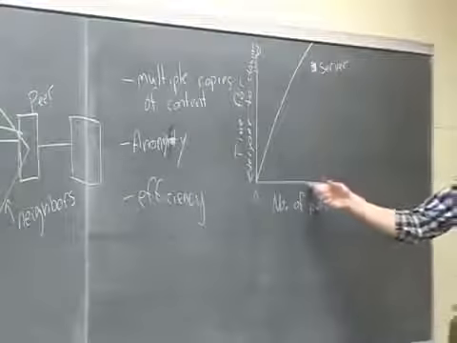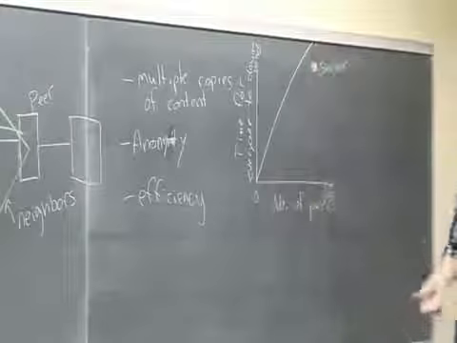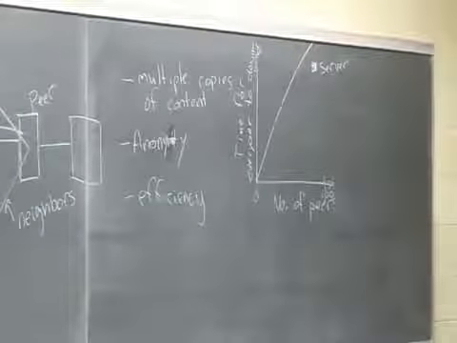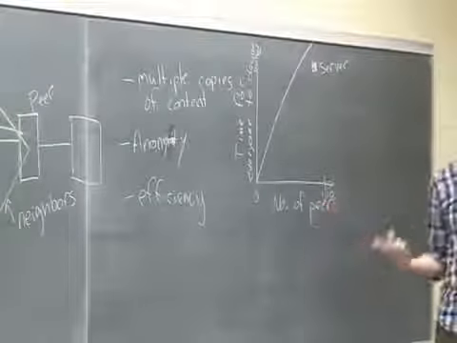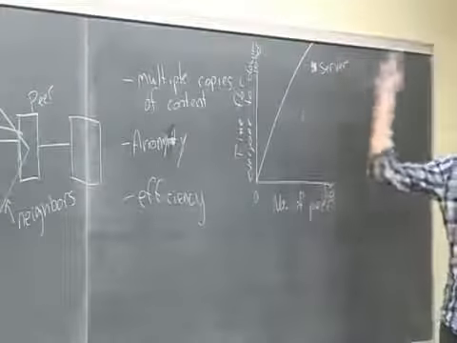Meaning that as there are more peers downloading, the amount of time it takes for everyone to download the file is directly proportional to the number of peers, right? They each add the same amount of time, so it's just a straight line.